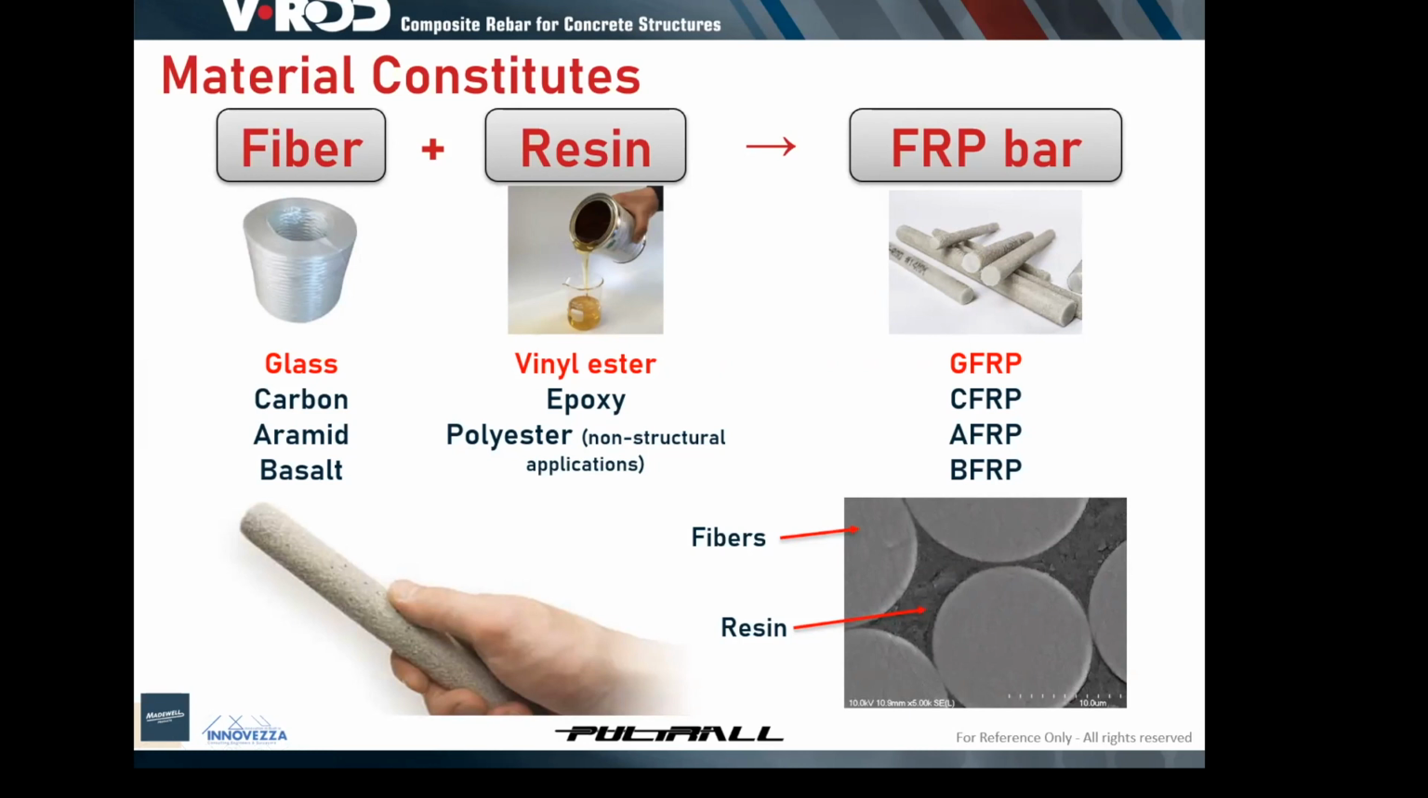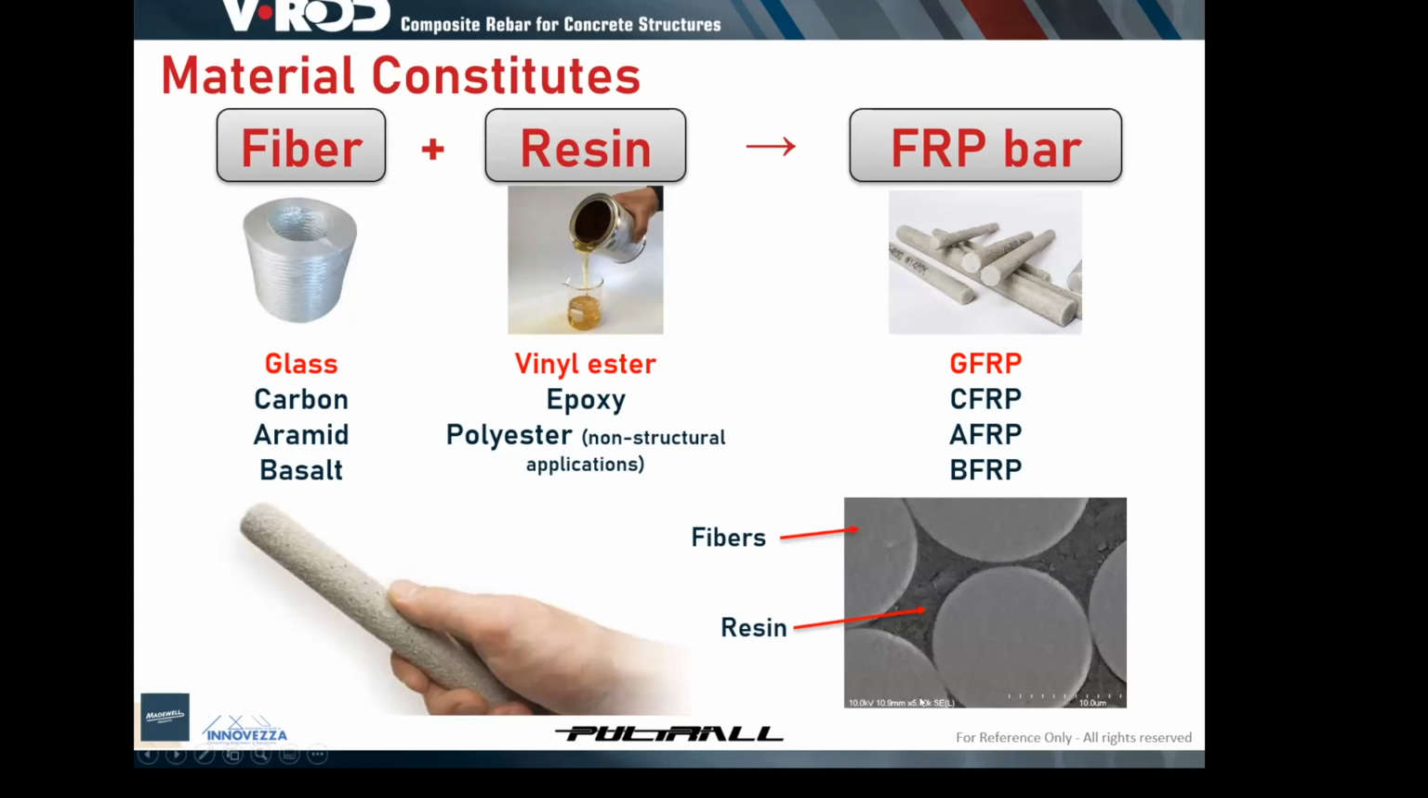And also we have different types of resins. We have vinylester resins, we have epoxy, we have polyester. Polyester is used mainly for nonstructural applications, while the Canadian codes are allowing for the use of vinylester or epoxy for structural applications. But the US codes are limited only to the vinylester resin. So for today's presentation, we will focus on the glass fibers and the vinylester resins, or in other words, the GFRP bars.